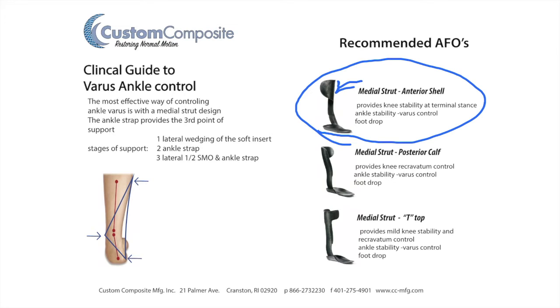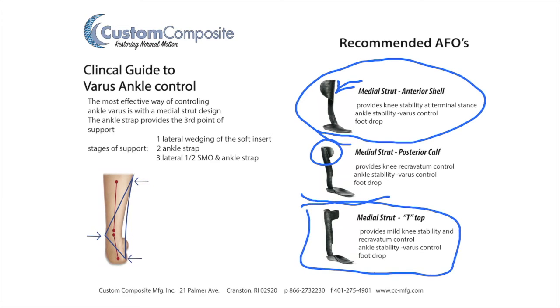If you need recurvatum control, we recommend the posterior strut model right here. And what this does is it provides recurvatum control between the first and second rockers of gait. If you don't need any of those, we recommend this one here at the bottom. This is a medial strut with a T-top. You get a little bit of anterior and posterior control, but it really doesn't affect the knee that much.